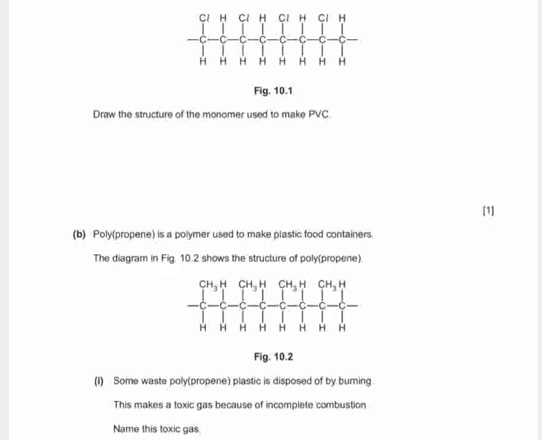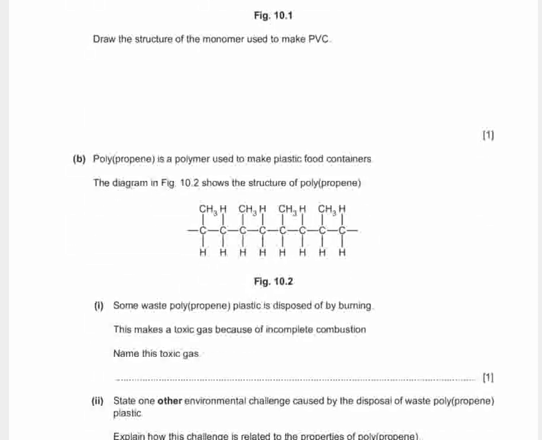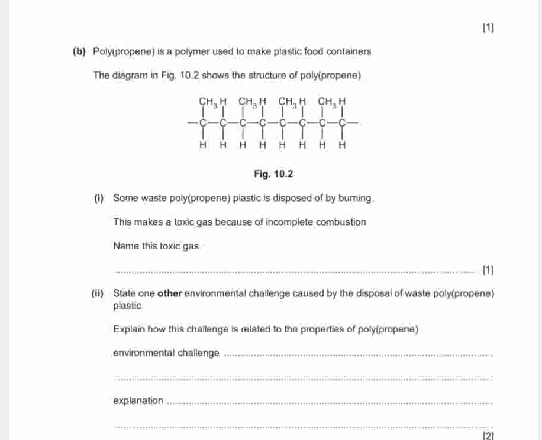Then next you have to draw the structure here. Polypropene is a polymer used to make a plastic food container, and here we have the structure. Name the toxic gas which is released here. That is carbon monoxide, which is a toxic gas.